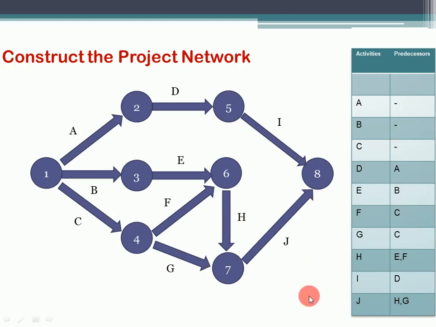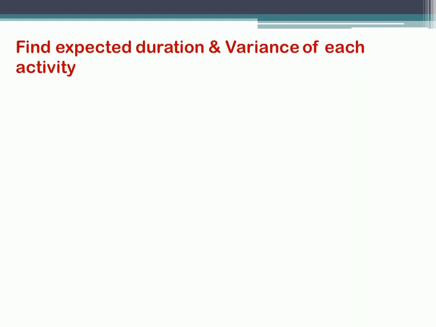This way we successfully constructed the project network diagram, and you can see the whole project is complete and having one start node, that's node number 1, and the whole project is ending at node number 8, that is the last node of the activity. This way we complete the first problem, that is the construction of the project network. Let's move towards the second problem, that is to find the expected duration and variance of each activity.